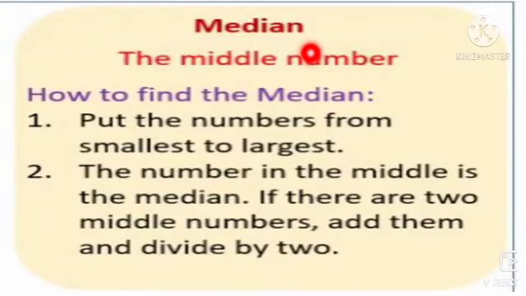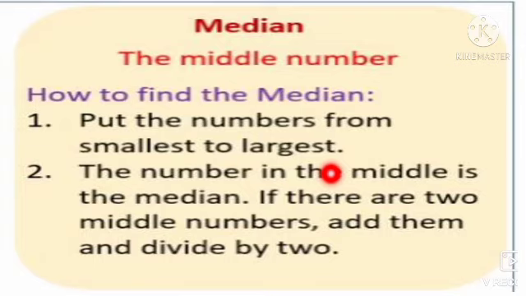Now how to find median, the middle number? Put the numbers from smallest to largest. That is, you have to arrange the given numbers from smallest to biggest, that is in ascending order. And then the number in the middle is the median. If there are two numbers in the middle, add them and divide by 2. So children, you have to arrange the given numbers in ascending order first, and then you have to see which number is in the middle.